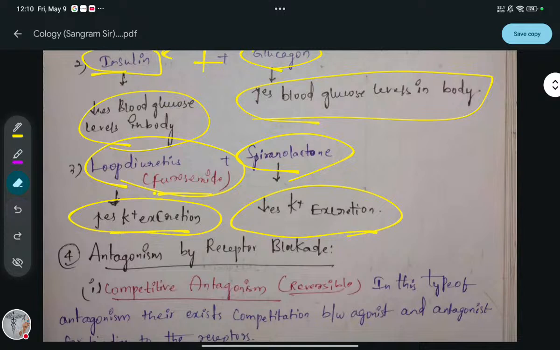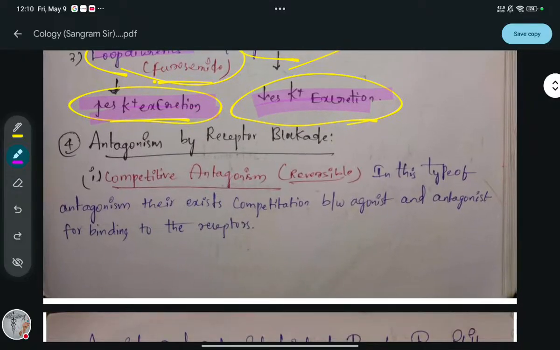So loop diuretics will try to increase more potassium excretion, whereas spironolactone will decrease the potassium excretion. That's why it is important. Okay, now next is antagonism by receptor blockage. This is the fourth type of antagonism.